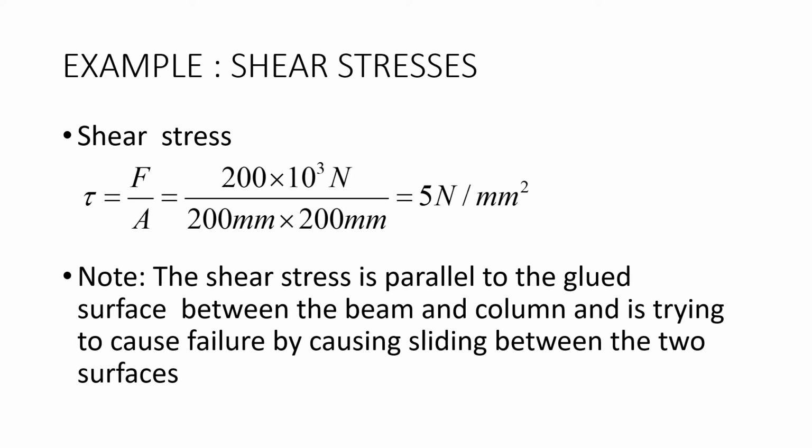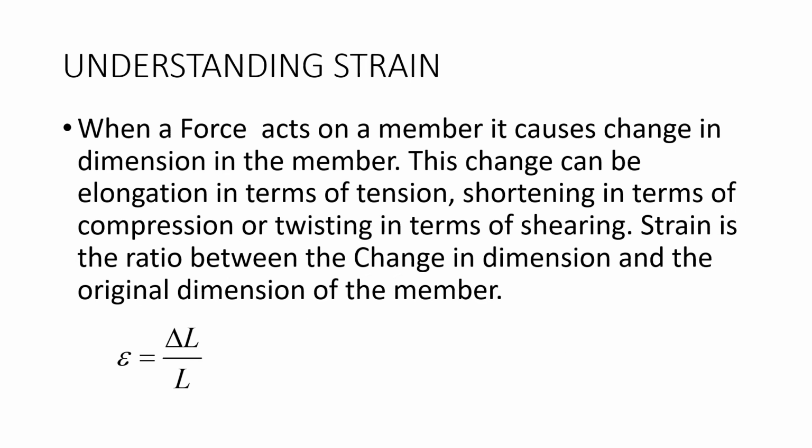Shear stress is equal to F over A is equal to 200 times 10 power 3 Newton divided by 200 millimeters by 200 millimeters. Therefore, you got a shear stress of 5 Newton per meter squared. Note the shear stress is parallel to the glued surface between the beam and the column, and is trying to cause failure by causing sliding between the two surfaces.